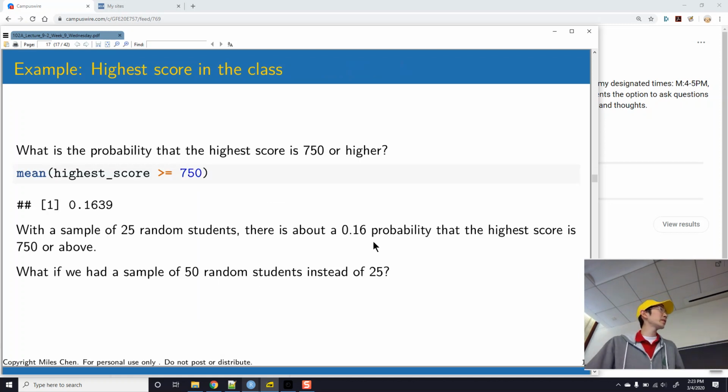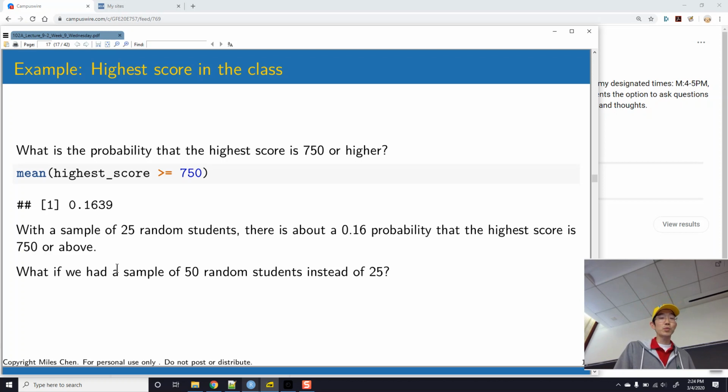And what is the probability that the highest score is 750 or higher? Well, I've got 10,000 of these things, and I say, of those 10,000, how many are greater than 750? So it looks like it happened around 16% of the time, okay? And that's it, right?